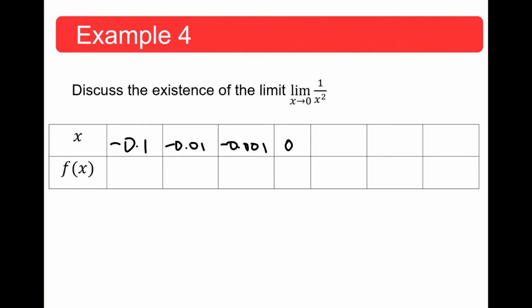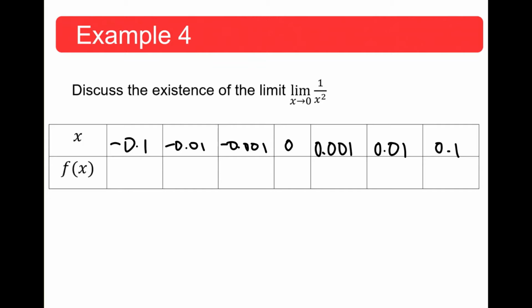Here are some values to the left of 0. Now let's choose some values to the right of 0. Now we will evaluate each of these x values in the function to get the f of x value. You can also use the table feature in your calculator.